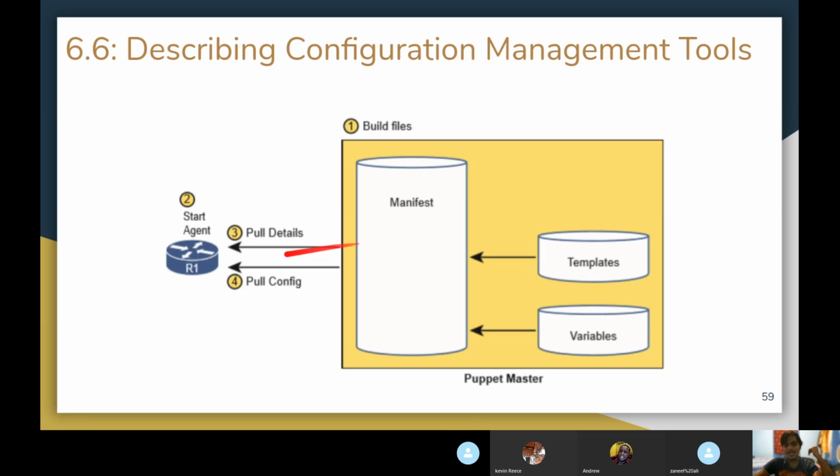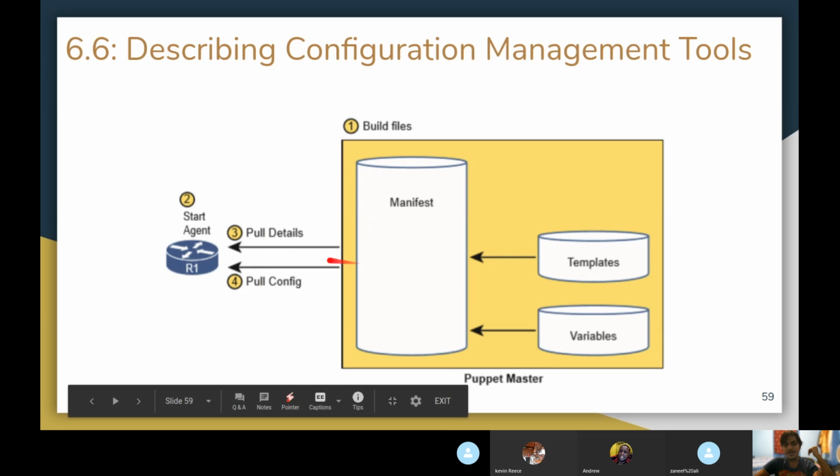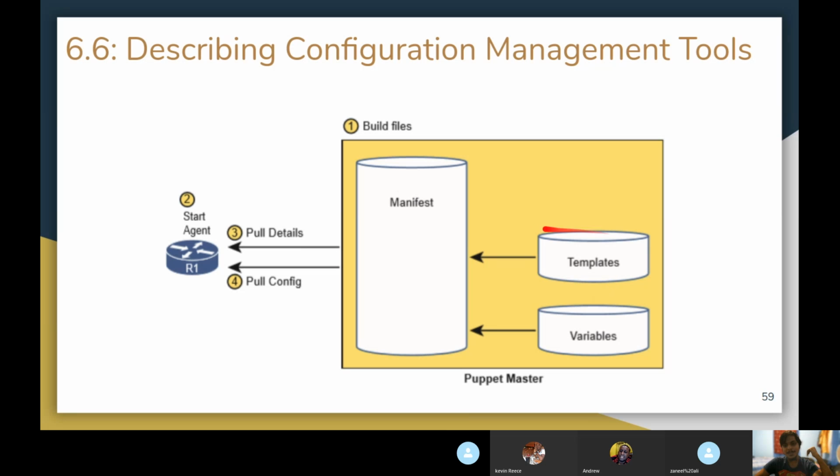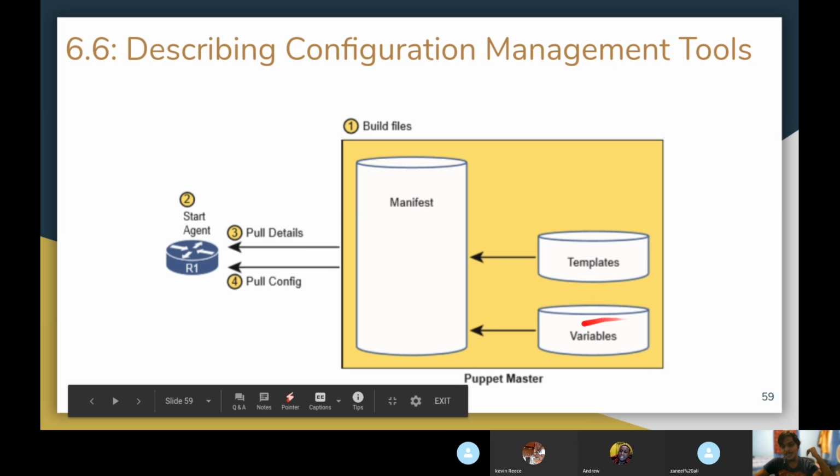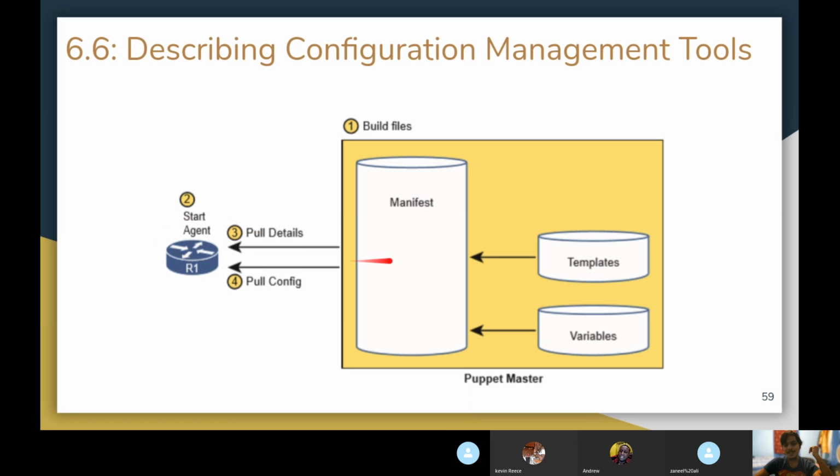R1 would pull those details from the Puppet master. And then it would say, hey, something in this manifest is updated. Either the template has been updated or the variables here have been updated. In this case, since we updated the host name alone, just the variables are updated. But the point is something in the manifest changed. So when the agent on R1 pulls that detail and says, hey, something on this manifest changed, then it would trigger a process, and that process would pull the config and say, hey, something changed here. I need to pull this config. Yeah, so I hope that makes sense.